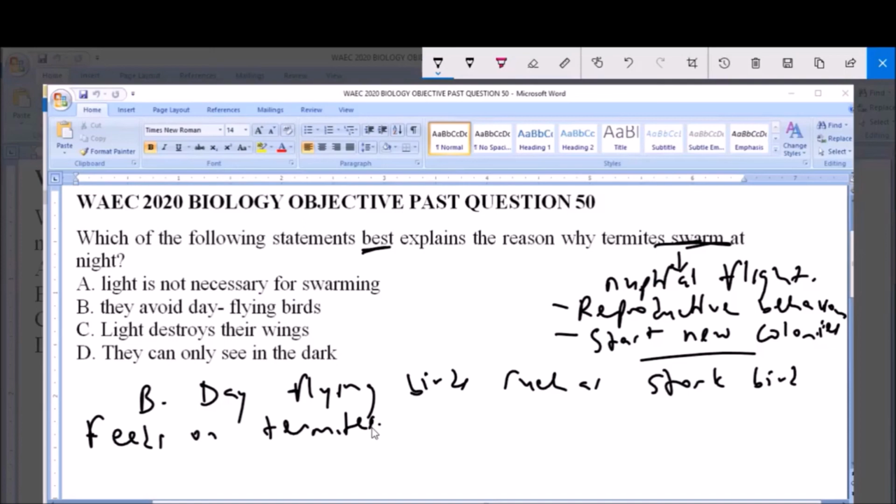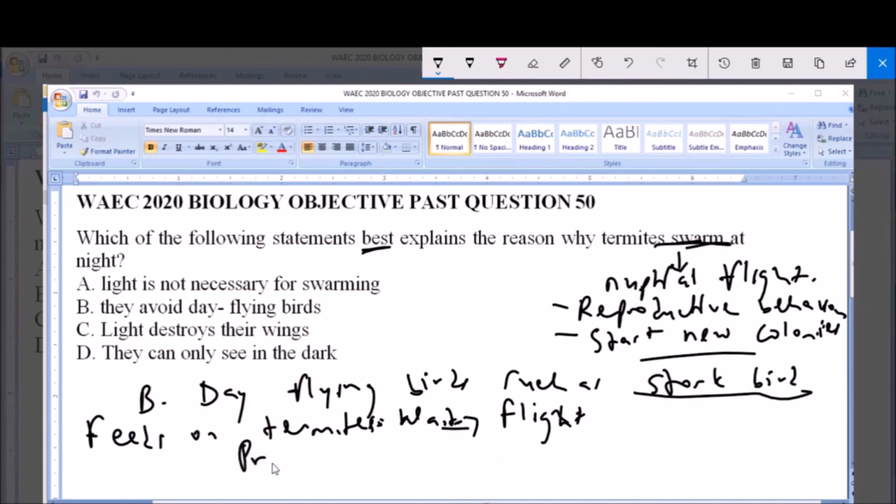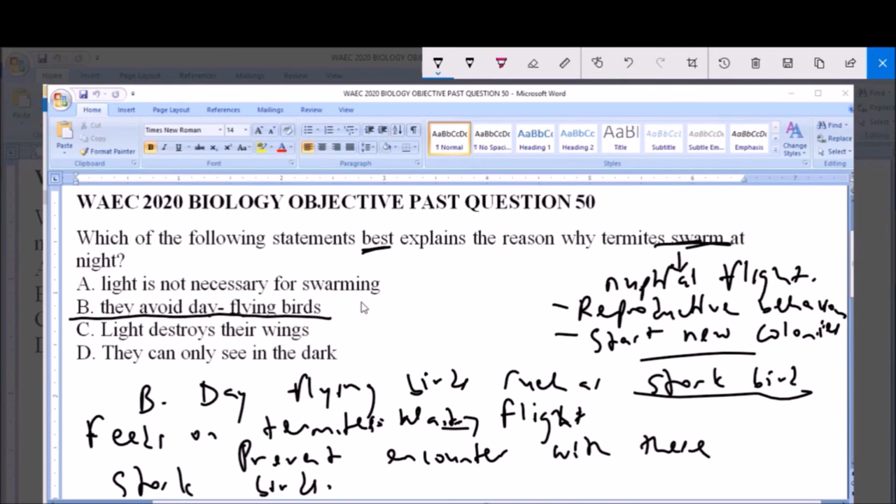So when they are in flight, that is when the stork bird gets the opportunity to feast on these termites. However, the termites may prefer to swarm at night so as to prevent encounters with these stork birds. So amongst the options, option B, which is they avoid day-flying birds, is the best reason why termites may choose to swarm at night.